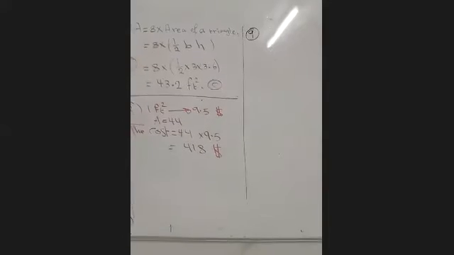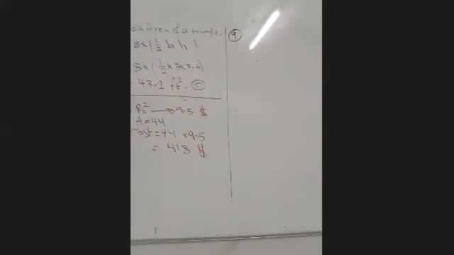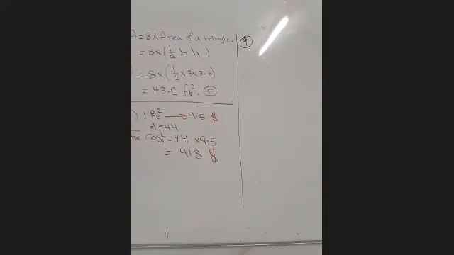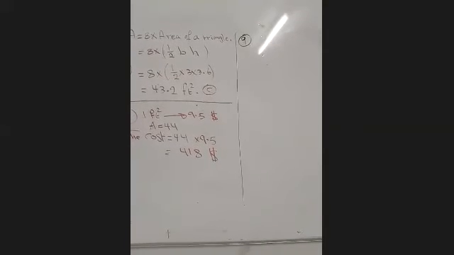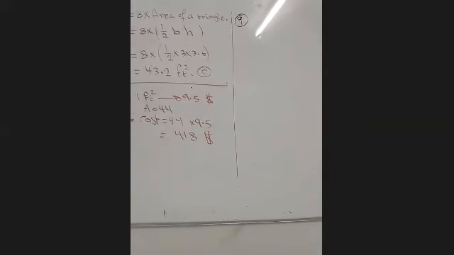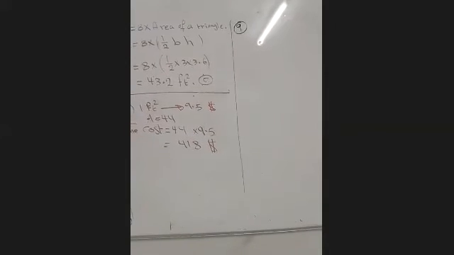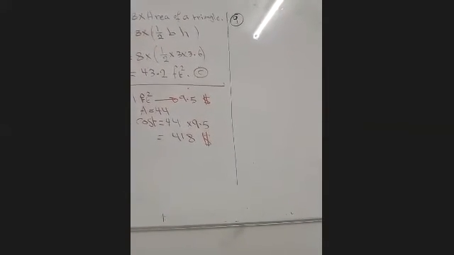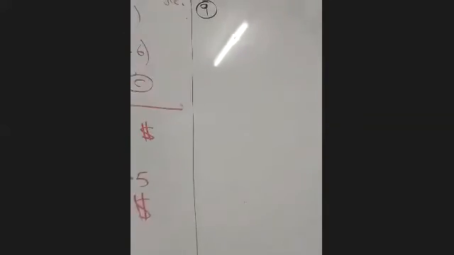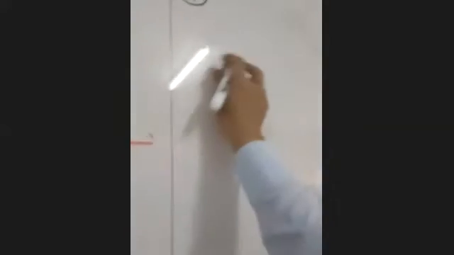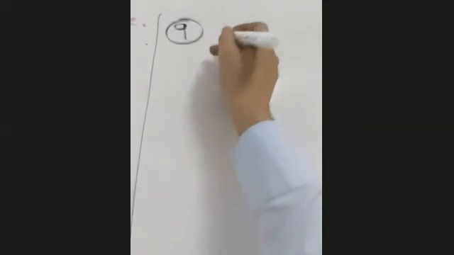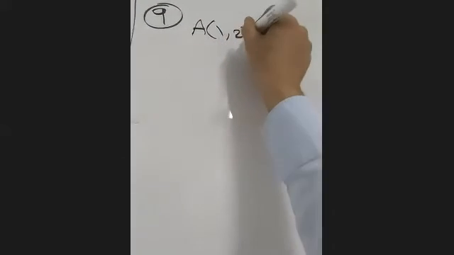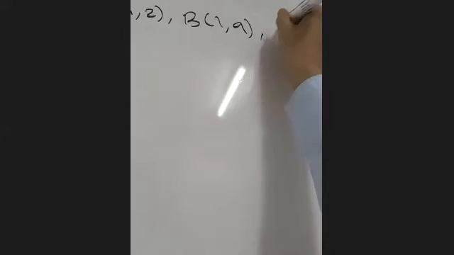Hamza. Yes, Mr. Yalla, my son. Question 9, read. A rectangle has vertices A (1, 2), B (1, 9), C (7, 9), and D (7, 2). Find the perimeter of the rectangle in units.